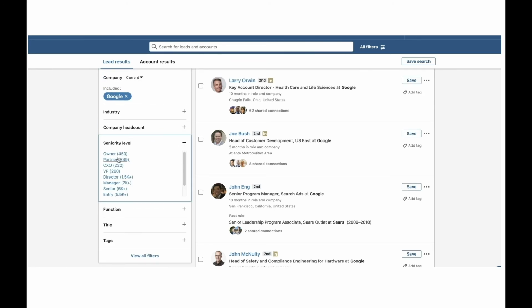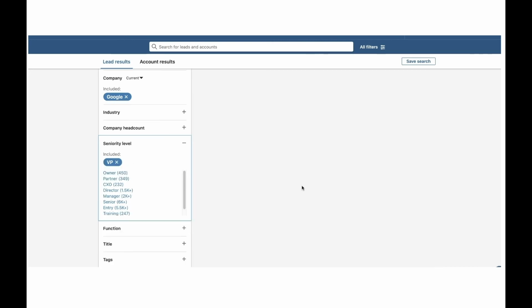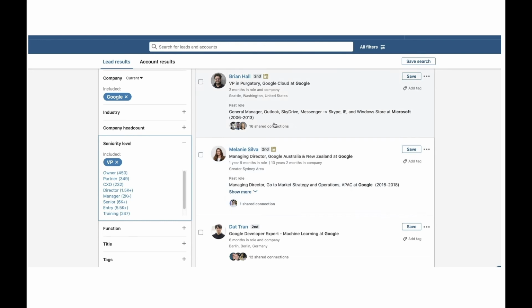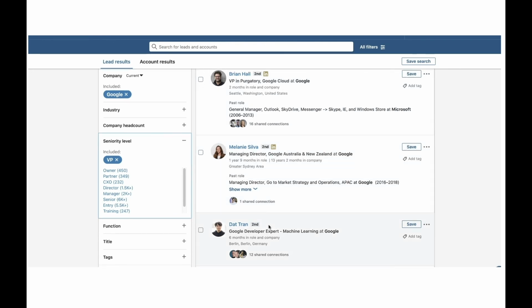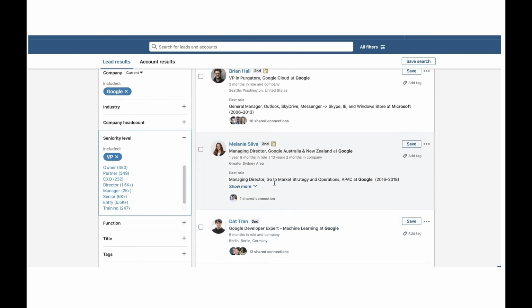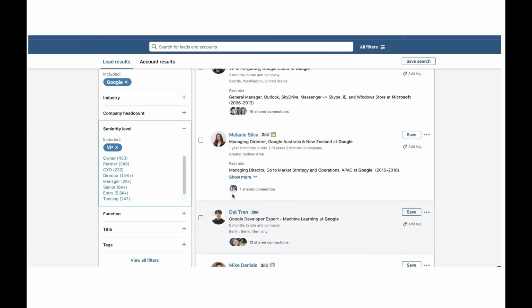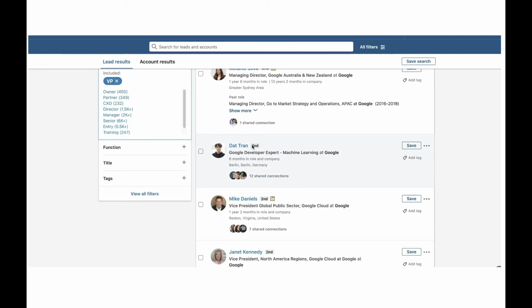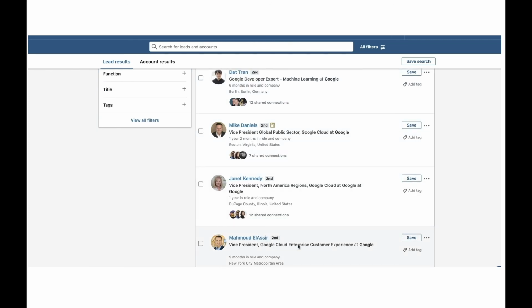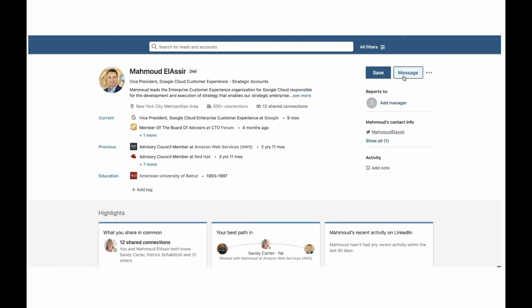I could also go into partner. Let's say I want VP level at Google. Again, now these are the second degree connections, people that would be in that VP role at Google. Then I can go through and see which one. Say I'm selling things for enterprise cloud. I could go here and send Mahmoud a message.